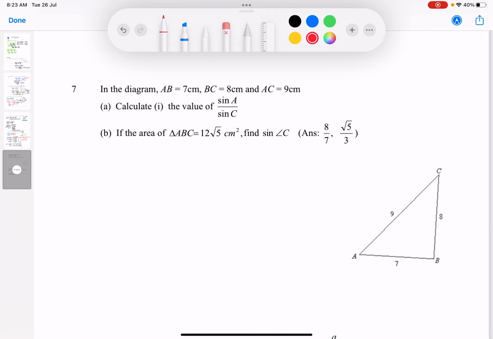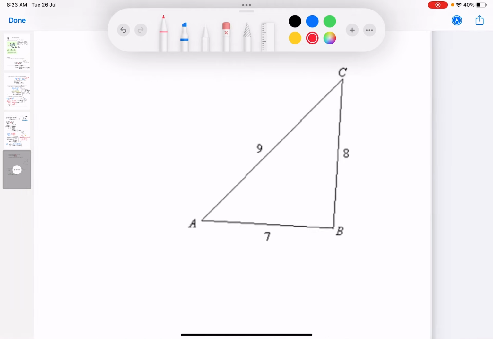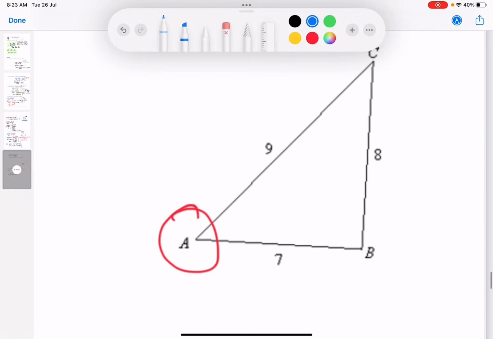Okay, they say in the diagram, AB is 7 cm, BC is 8, and AC is 9. Everything is drawn. They want to calculate the value of sine A over sine C. Now this is something that we are not familiar with, right? Sine A over sine C. But all we have to do is to look at this diagram over here, and we recognize that this is the angle A. This is the angle C.